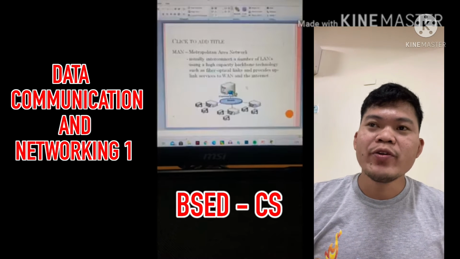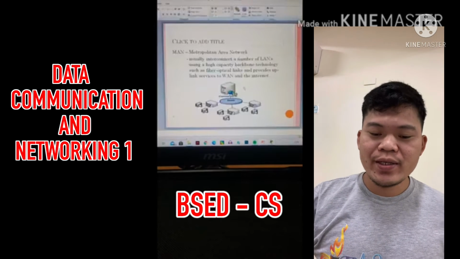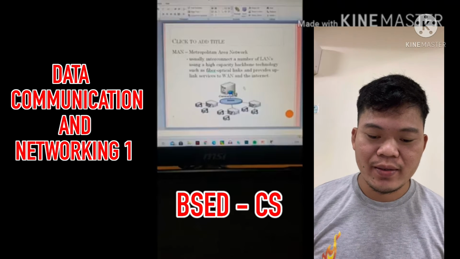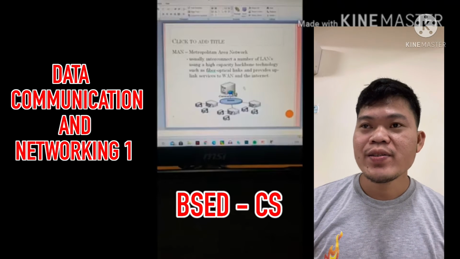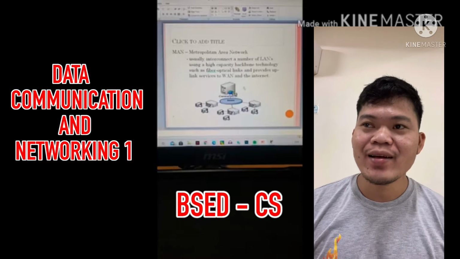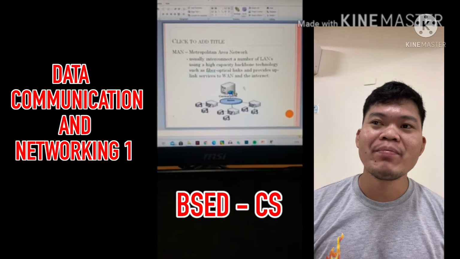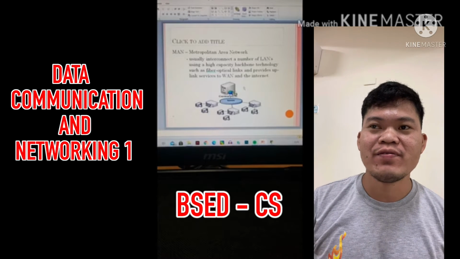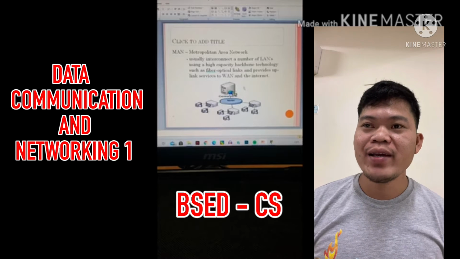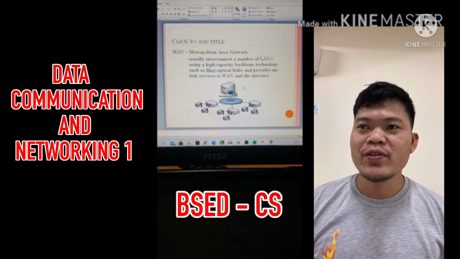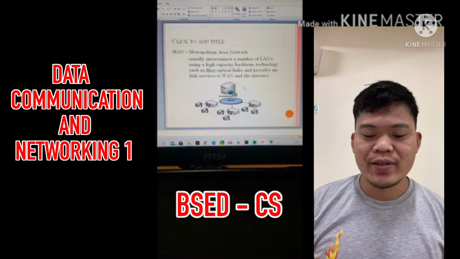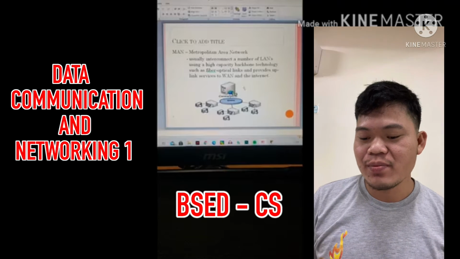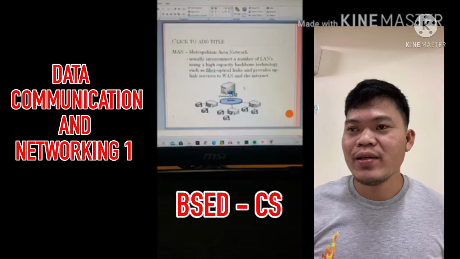So we have the MAN, or metropolitan area network. So what is this metropolitan area network? It usually interconnects a number of LANs using a high capacity backbone technology such as fiber optical links, and provides uplink service to the internet. So a MAN's coverage can span between cities.